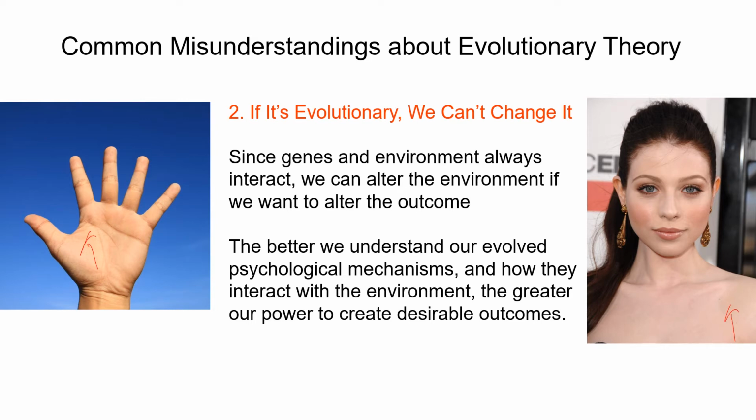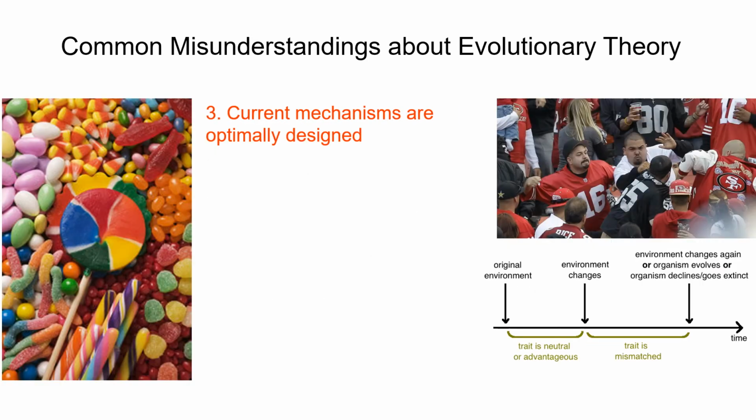This is how we can reduce things like racism, by better understanding the mechanisms that we have in our head, these predispositions that we have based on biology and genes, and how they interact with the environment. The better we understand them, the better we can control and reduce adverse behaviors like racism and increase beneficial behaviors like helping and charity.